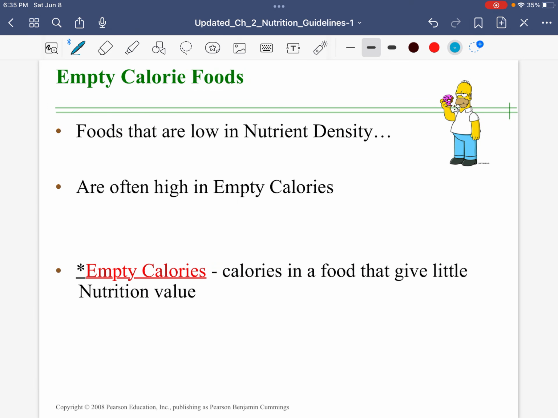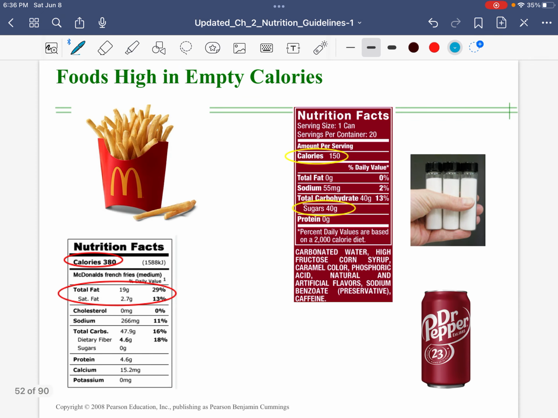I've been mentioning this already. A lot of times, a food that's low in nutrient density is low in nutrient density because it gets so high in calories from what we consider empty calories. These are things that add calories but have little nutritional value. This is what we've just been talking about. Added sugar, packaging, processing. Foods high in empty calories.